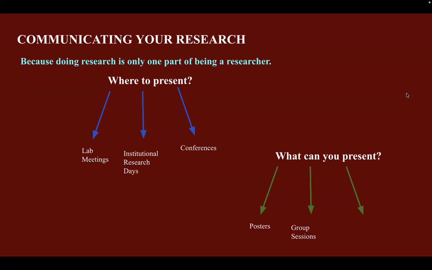Then another kind of communication that I have been present in as a researcher is group sessions. Group sessions are when there's more than one of you presenting, usually a poster or a presentation. All of you take turns to explain the research, and similarly to a poster, there are people asking you questions, and you answer them as a group. This usually happens when there's more than one person involved in a project.